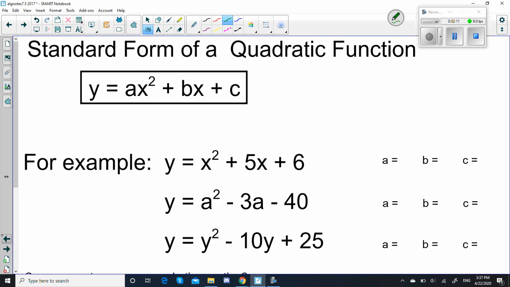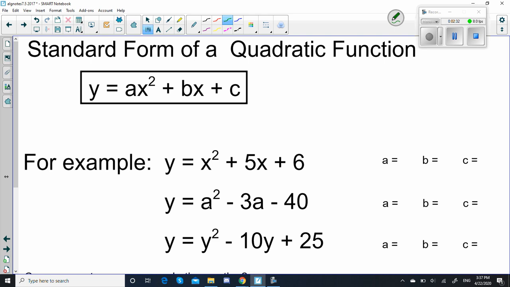Okay, so standard form, so this would be where you start writing things down. Standard form of a quadratic equation is y equals ax squared plus bx plus c. Okay, so you want to write this down. We're going to use this maybe for about the rest of the year. We'll use it through chapter 7, and if we get to chapter 8, we'll use it there too.